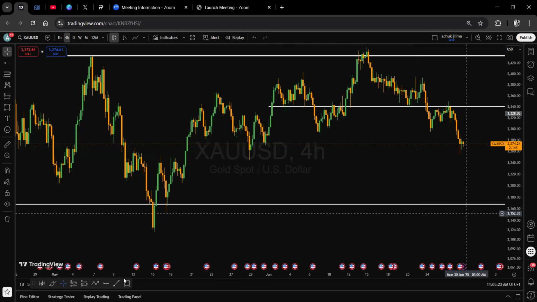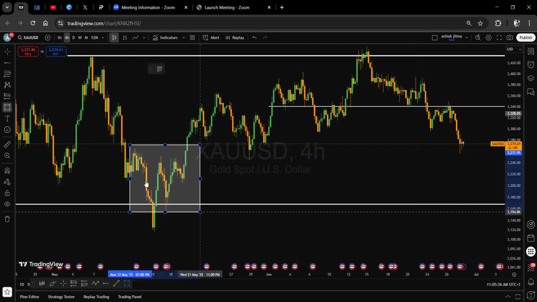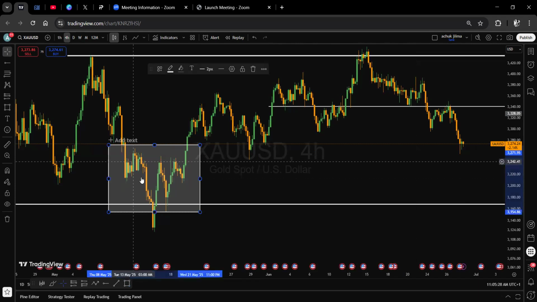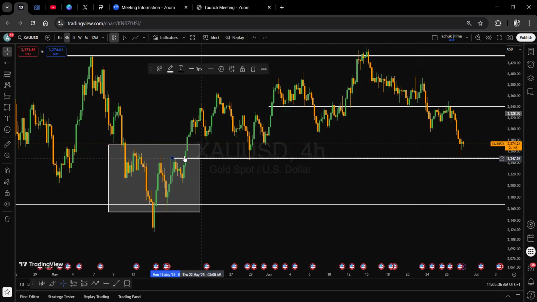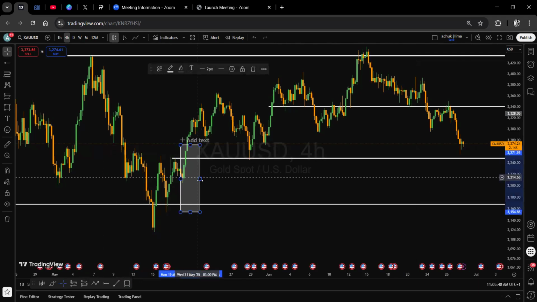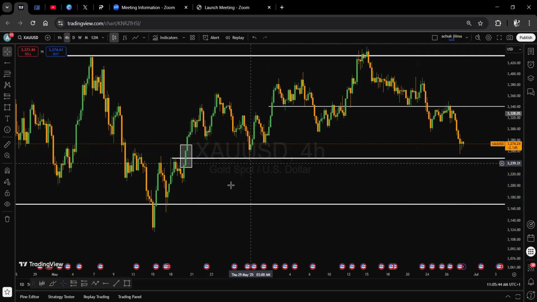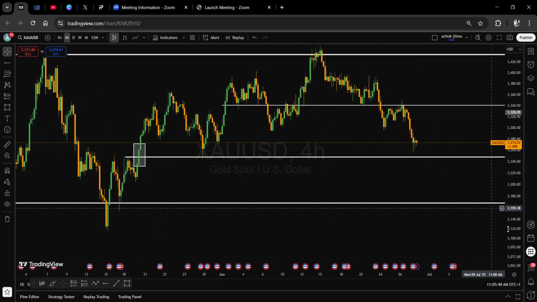But before that, you need to study and know what happens here. This was an area where we had an inverse head and shoulder. And from this inverse head and shoulder, we had this price coming back to retest, based on this candle here, this one here, that created the difference. Then from here, that's where we had our first support. And now price is approaching this level here.